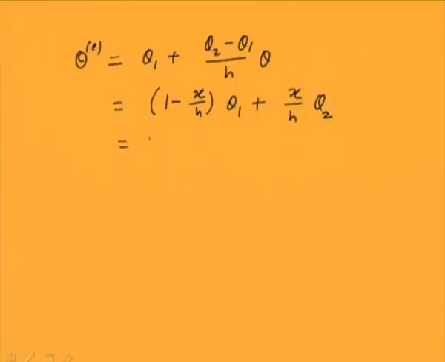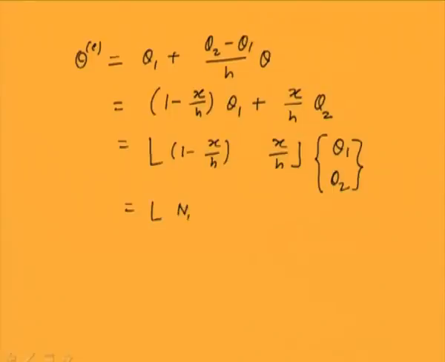this we can write in a matrix vector form like this. This is a row vector and this is a column vector, and this is our standard form of the solution which we wrote earlier also, like this. So, these N1(x) and N2(x) are nothing but shape functions. So, this we can write in a more compact form like this.